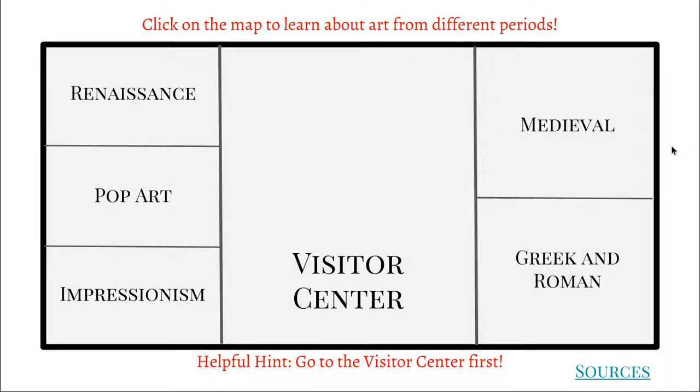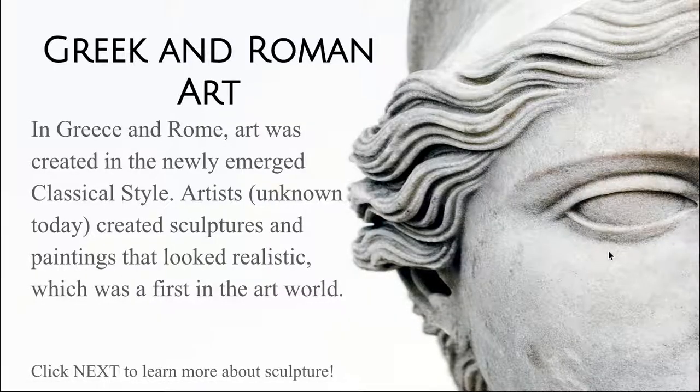So I'm going to go in order here of the art movements based on when they happened in time, and kind of explain how each one influences the next. So the first one is the Greek and Roman period.